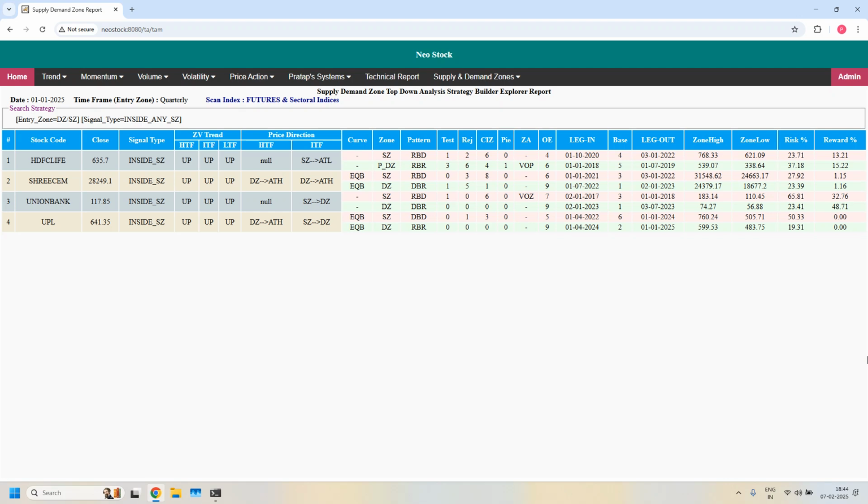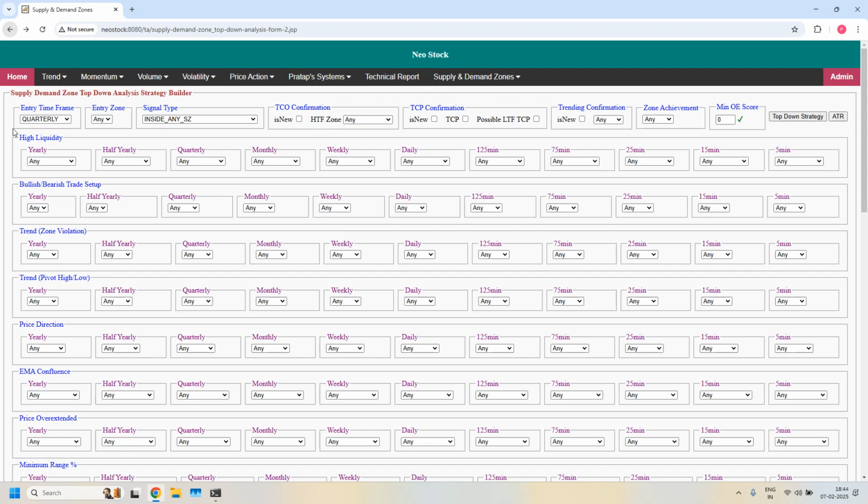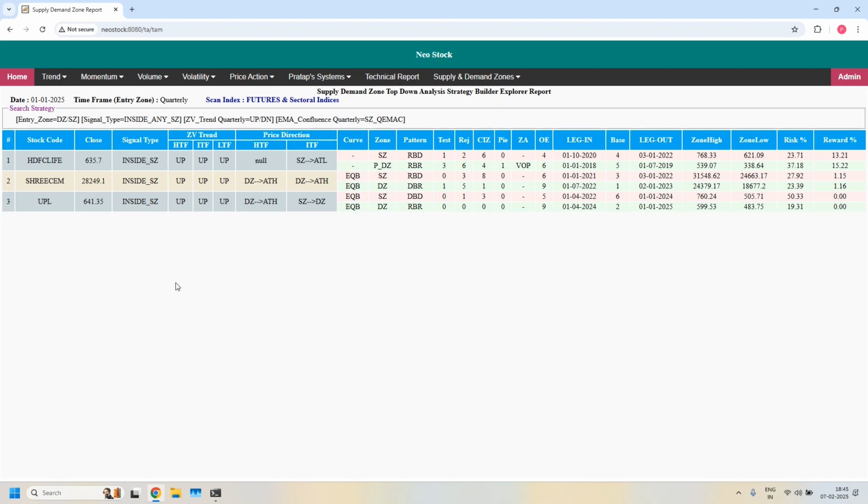Let's verify whether any of these 4 supply zones have quarterly EMA confluence. So in the EMA confluence at quarterly time frame, I am setting the filter quarterly supply zone having quarterly EMA confluence, and trend on the quarterly time frame is either up or down. With these filters, we got 3 stocks. Okay, this is about quarterly time frame.